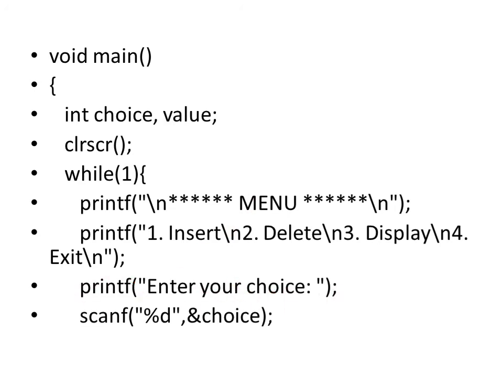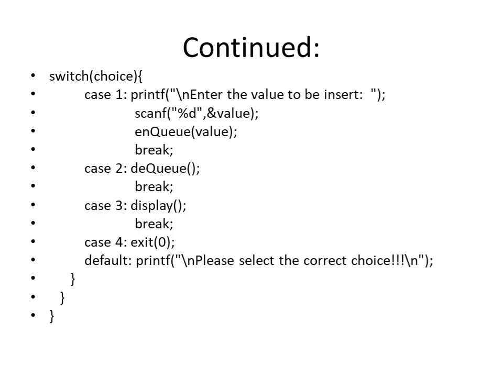That means I am requesting a user to enter a choice. I am scanning the choice. After that I am moving to the switch statement because there are 4 options I have given. One is to enter or insert, second one is to delete, third one is display, and fourth is to come out of the loop.